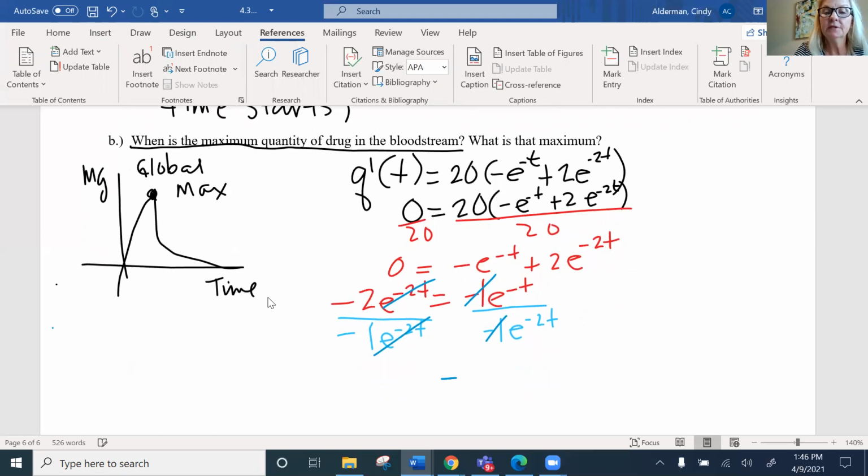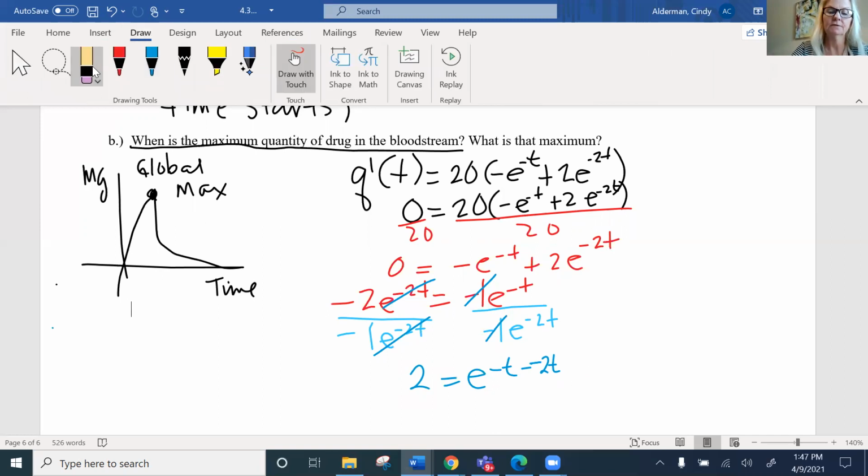So I'm using the exponential rules, right, for quotients where you're going to subtract. So I'd have e to the negative t minus negative 2t. And that's this right side right here. And then if I take negative 2 and divide it by negative 1, I just get 2. And then if I simplify the exponent there, I would just get e to the t power, because it'd be negative t plus positive 2t, so you just get 1t.